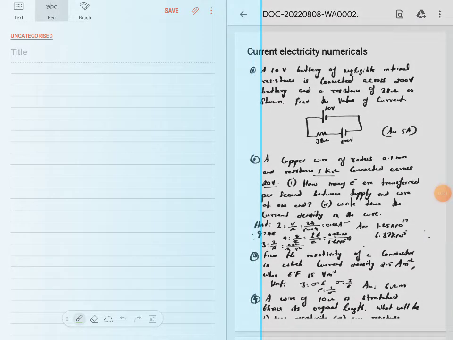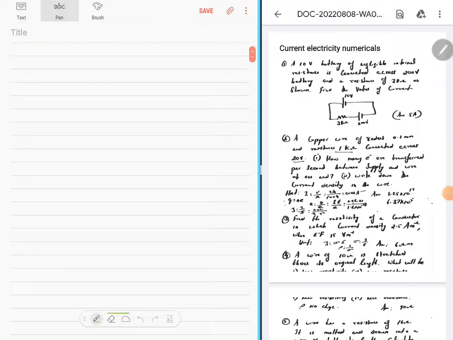Numericals in electric current lesson. This is the complete recording of all the numericals in that lesson.